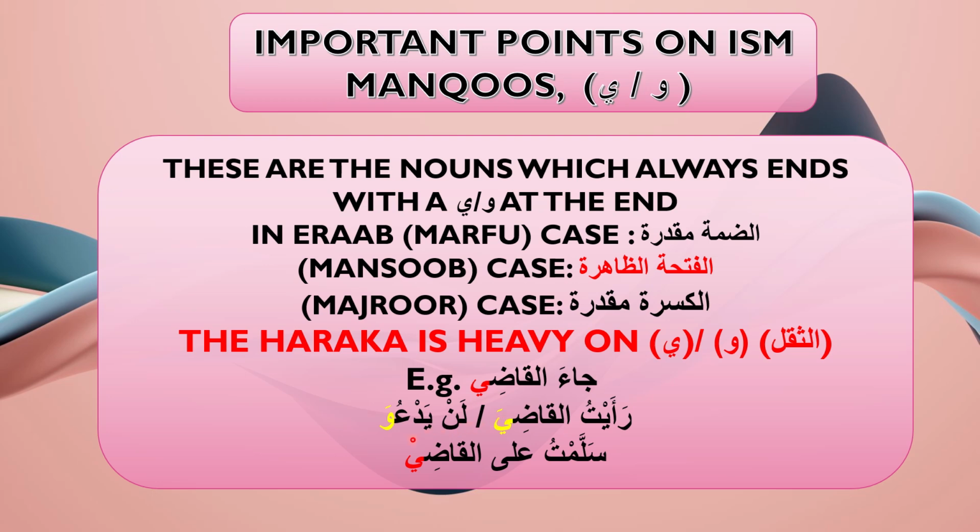Lan yad'uwa. I have given this with fi'l mudari'. In mansoob case, you can see the fatha over the weak letter waw in the verb. So there is a visible fatha over it. As I said, the weak letters waw and ya in mansoob case will show the visible fatha, fatha zahira. But coming back to majroor case with the weak letter ya, the kasra is not visible. It is always muqaddara, and the same goes with the waw. So these are all the important points for this type of nouns.